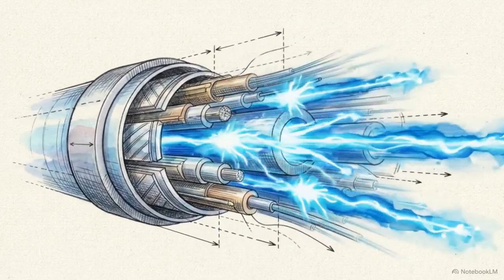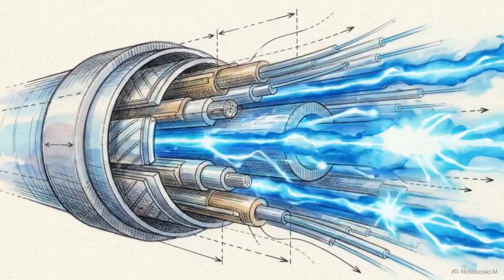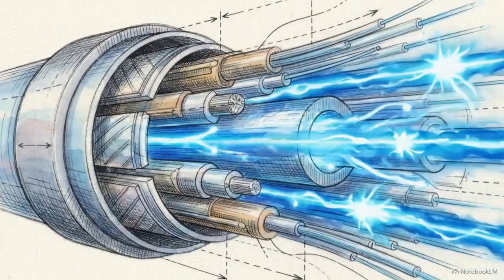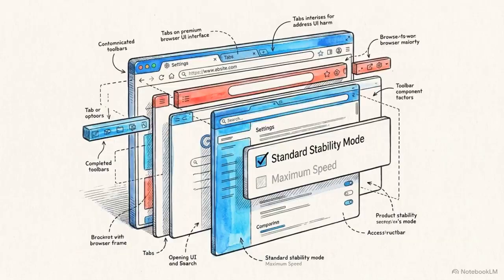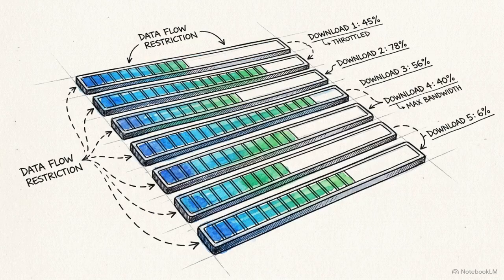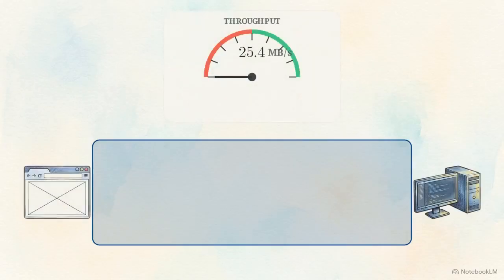Modern networking relies on high-speed gigabit fiber lines, yet users rarely see these advertised speeds reflected in their actual downloads. Desktop browsers prioritize stability and resource conservation over raw speed, intentionally capping the connection at a maximum of 8 parallel streams. This software restriction limits standard throughput to 25.4 megabytes per second, regardless of available bandwidth.